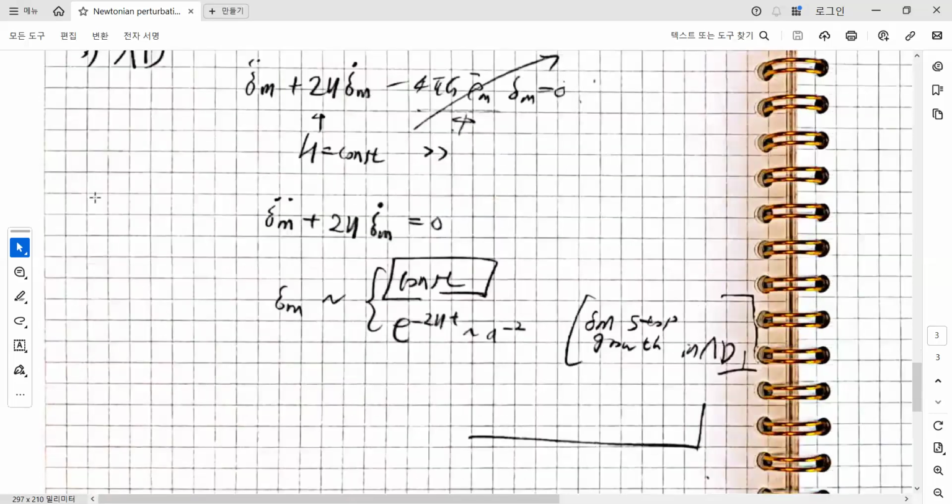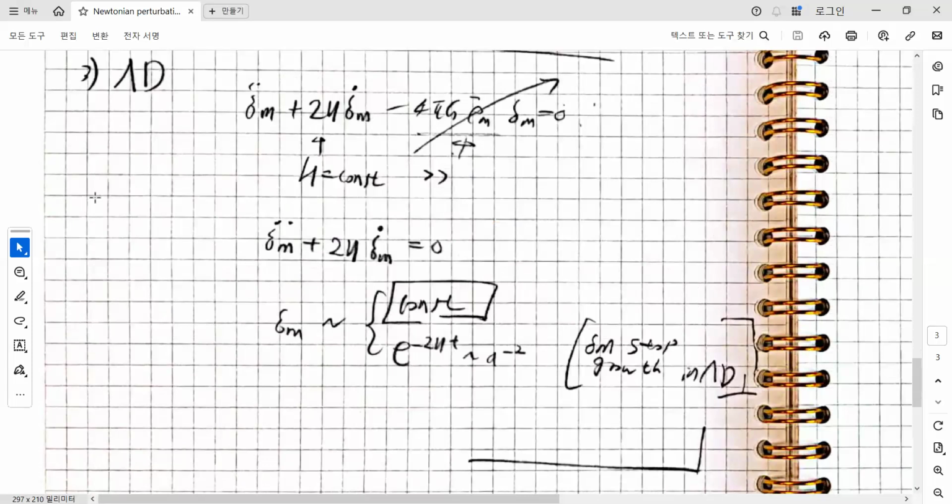So now here is the summary of today's story. We considered cosmological perturbations with Newtonian gravity, and we applied it to the matter fluctuation case. In the next video, I will discuss cosmological perturbations using general relativity theory, like the perturbed metric.